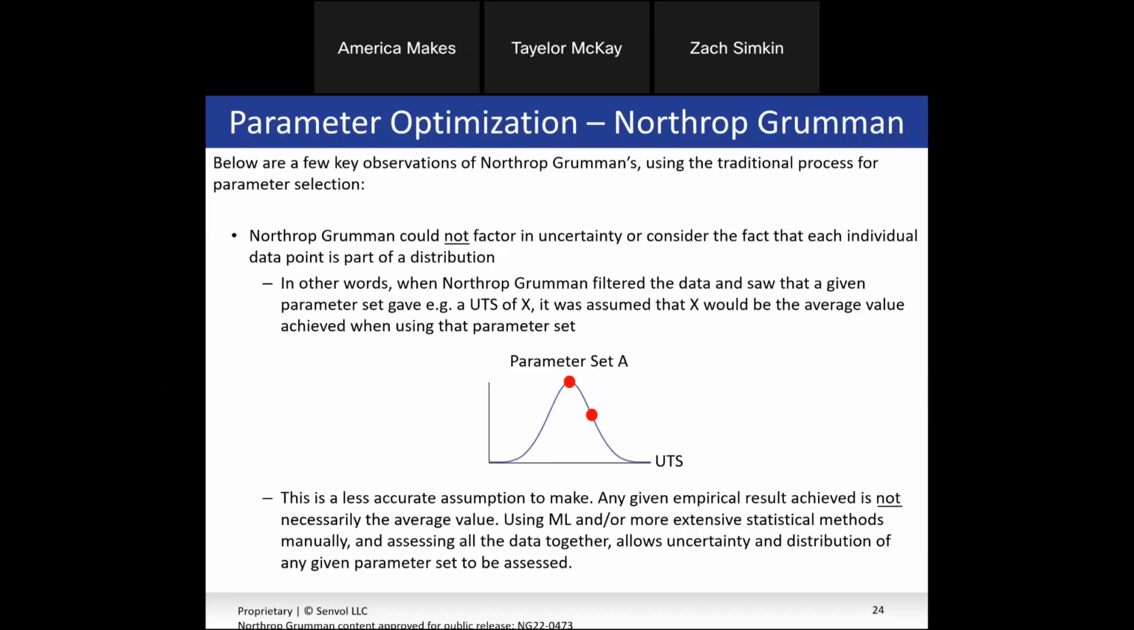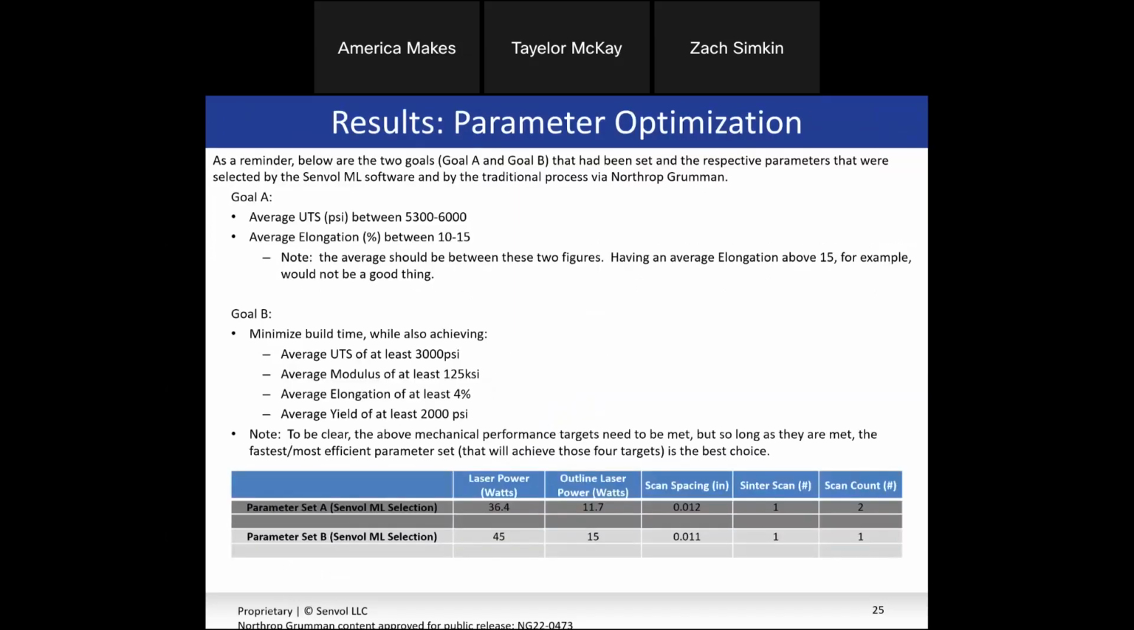So that 1 or 2 or 3 data points that we're basing our selection on may run low or high and ultimately may not meet your goal. So it's obviously a less accurate approach. And we'll see what the potential consequences of that are.